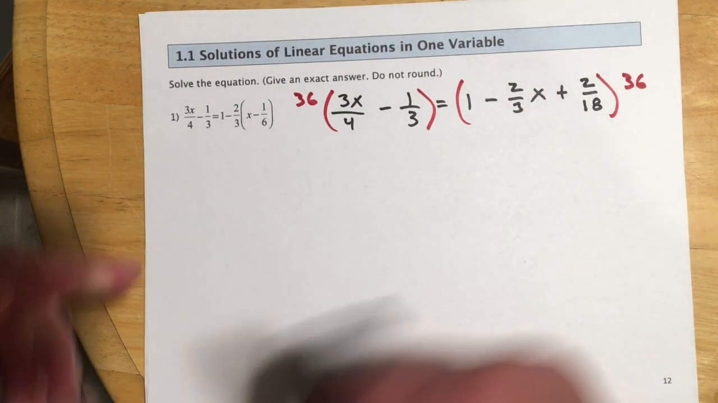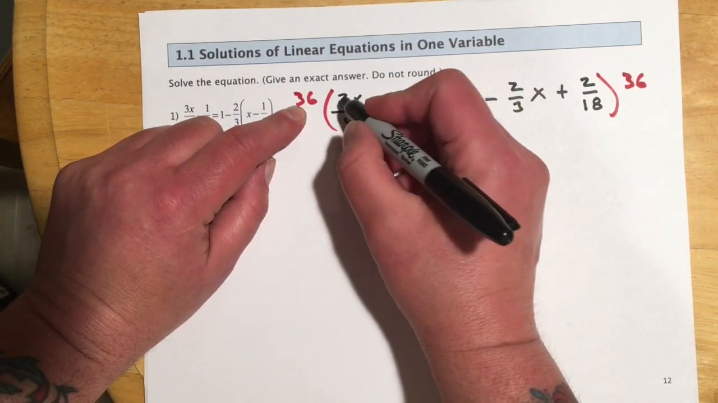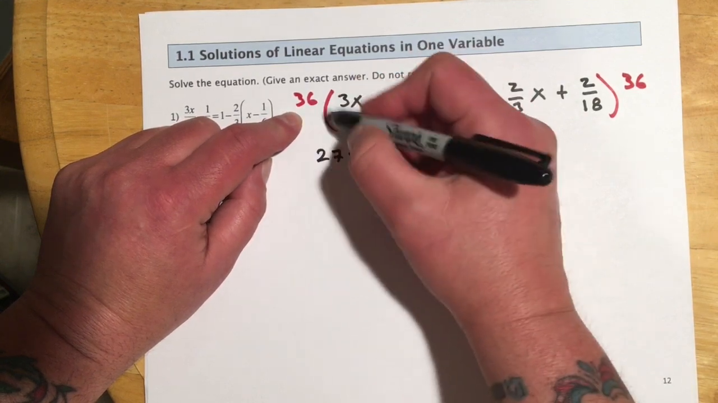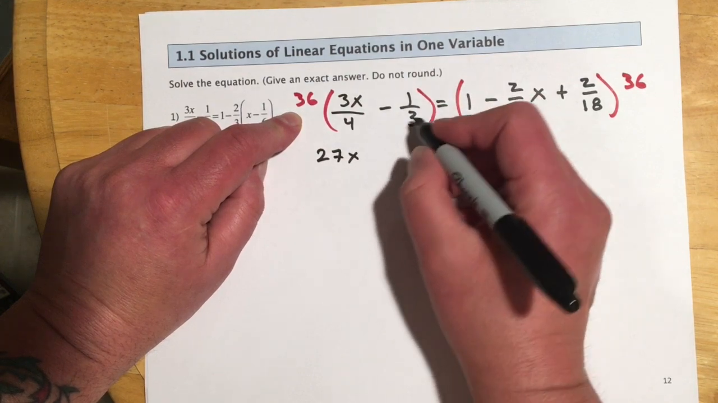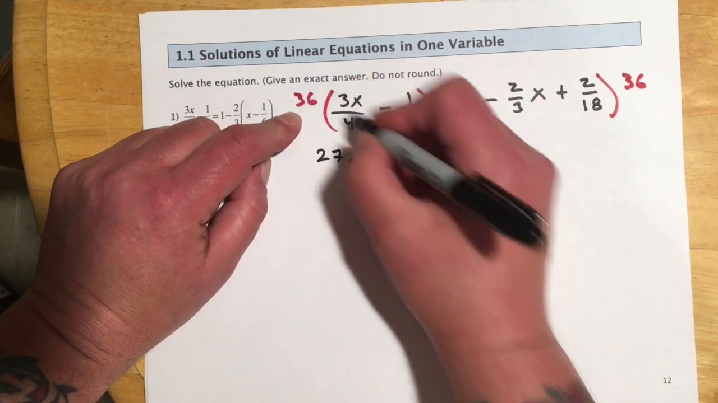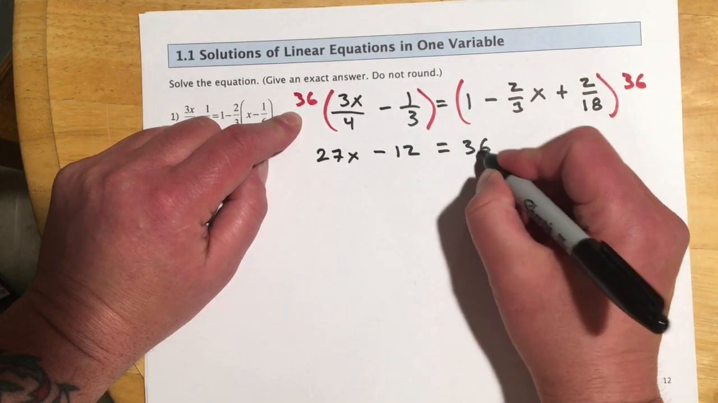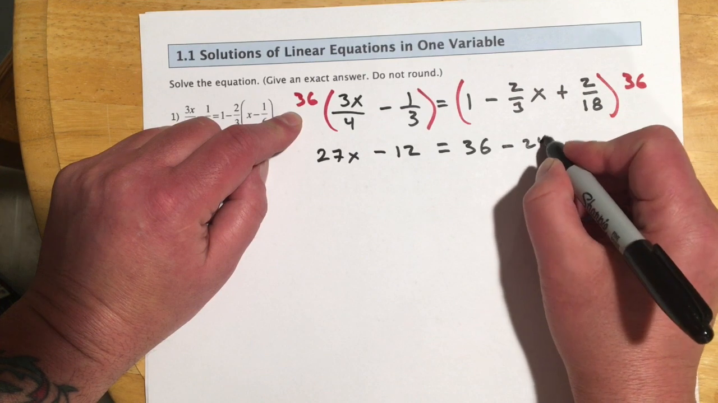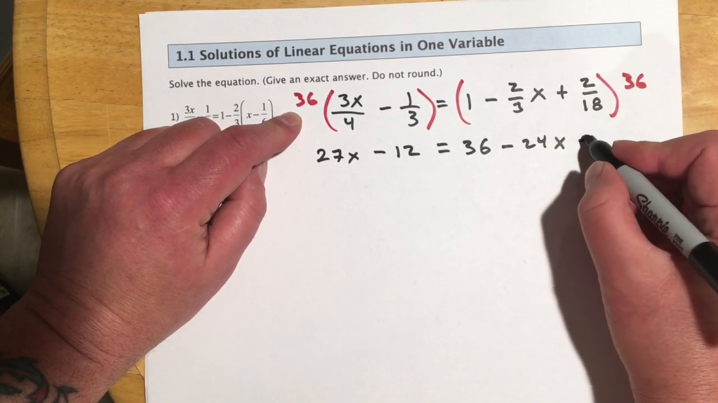And so this, I can think 4 goes into 36 9 times. 9 times 3 is 27. You can also go 36 times 3 and make that number, and then over 4. I just prefer this way because I can do it in my head. 3 into 36 makes 12. 36 times 1 is 36. 3 into 36 is 12 times 2, 24x. And 18 goes in twice. 2 times 2 would make 4.